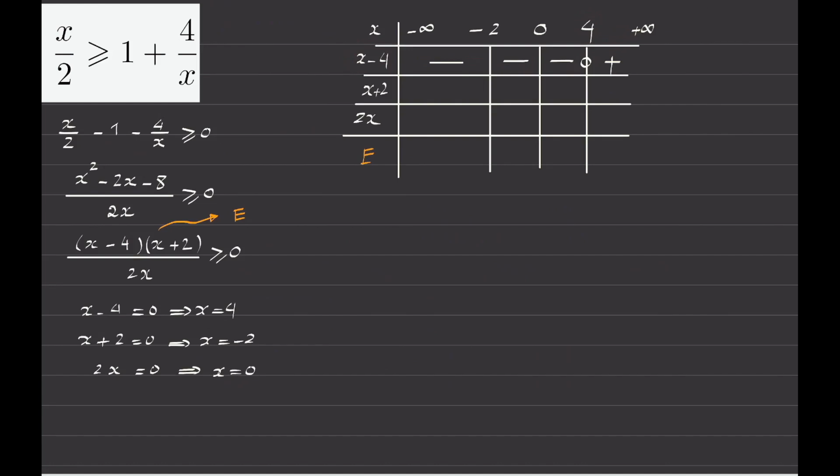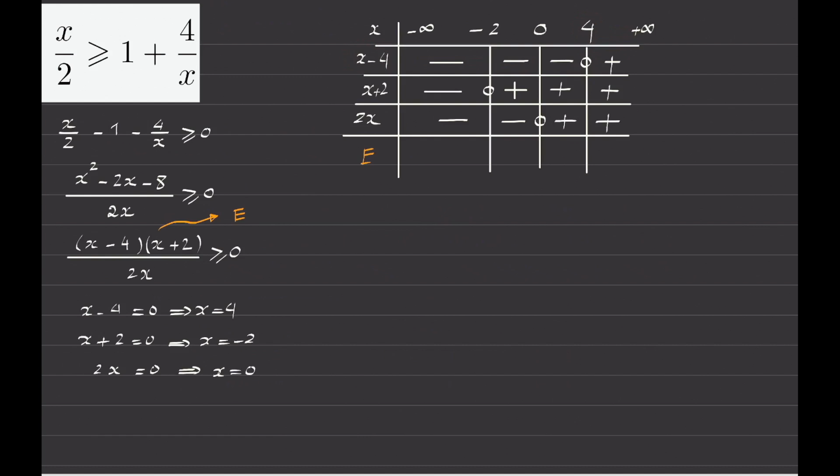So for the other ones, I will do the same. So x plus 2 is 0 here. So this means that if I choose x to be less than minus 2, x plus 2 definitely becomes negative. But if x is greater than minus 2, it becomes positive. And 2x becomes 0 on this line. And of course, if x is less than 0, 2x becomes negative. And if x is greater than 0, 2x becomes positive.